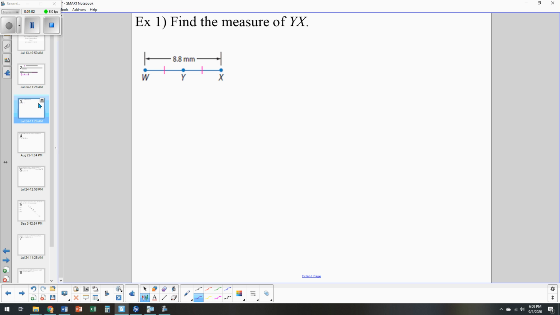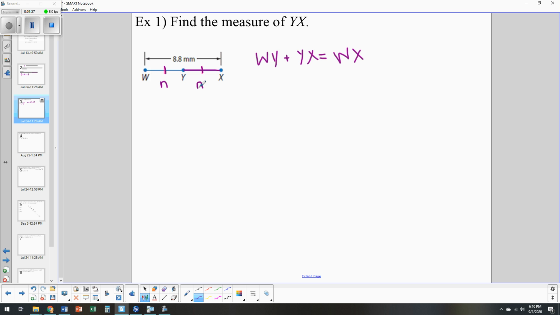So in example 1, we want to find the measure of YX. I notice YX is here. And I know that WY plus YX equals WX. The two smaller pieces together equal the whole thing. And I know these two pieces are the same, so I can call them both the same variable. Let's say I called them n. I don't want to use x because there's already an x in the problem. Right? These dashes or tick marks tell me that they are congruent, so they have the same measure.